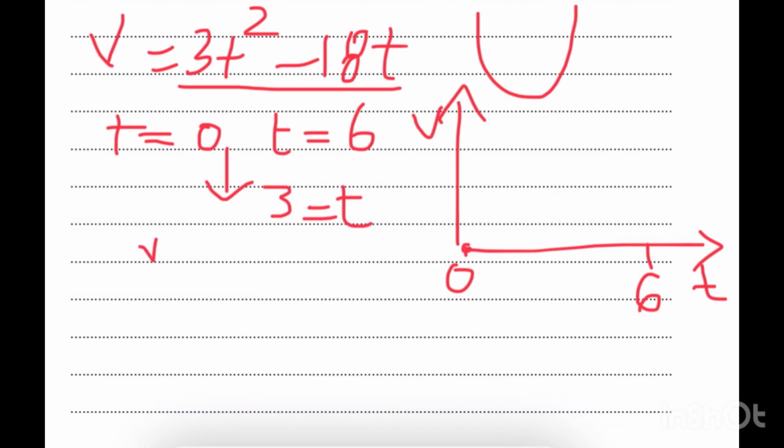We will find that velocity is equal to negative 27, meaning that it will be somewhere over here. So this shows that the particle starts from rest, so its velocity is equal to 0, and then it gets negative, and then it gets more negative, and then it comes to rest when t is equal to 6.